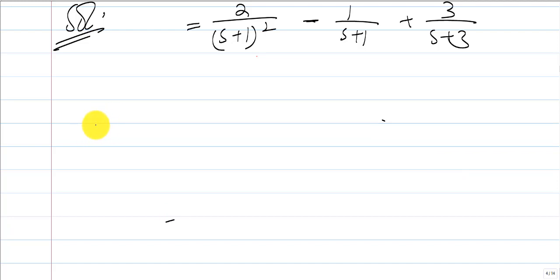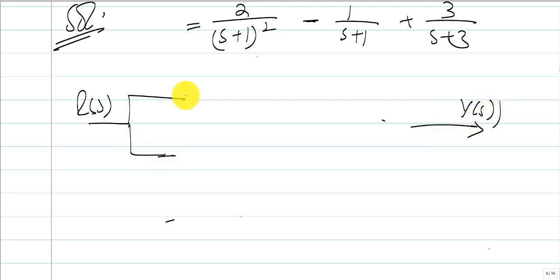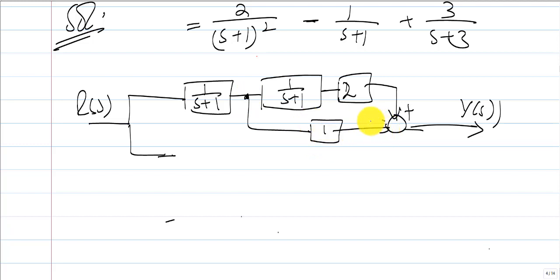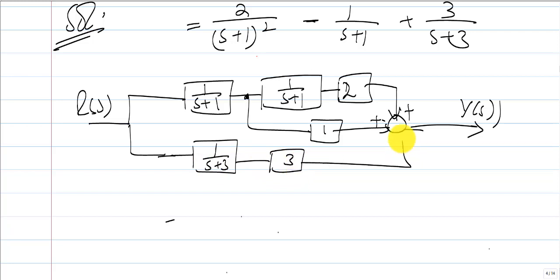So let's make a block diagram of it first, and we will see how it looks. So we have this r of s, and obviously y of s at the output, and we have this r of s going to 1 over s plus 1, and then again 1 over s plus 1, so it will be (s plus 1) square, times its gain, which is actually 2 here, and then we have summed up here at plus, and then we have another gain that's coming here, which is 1, that will be summed up here, and then we have this 1 over s plus 3 multiplied by 3, so that will be summed up here. So this is our block diagram.